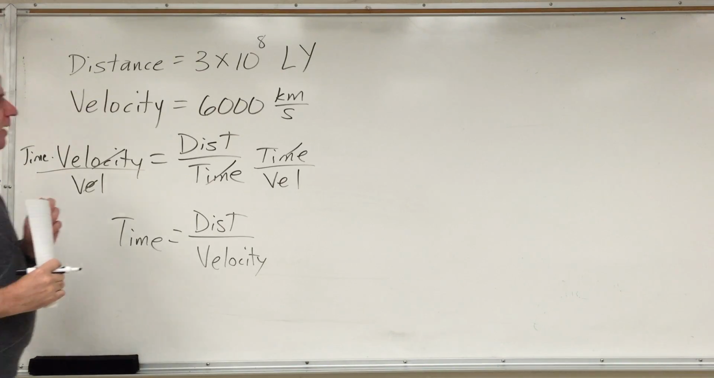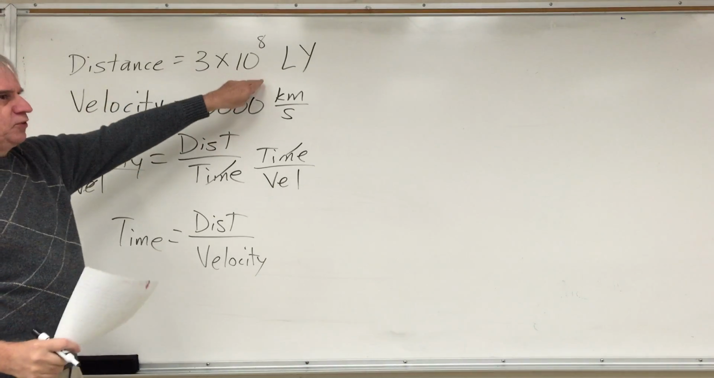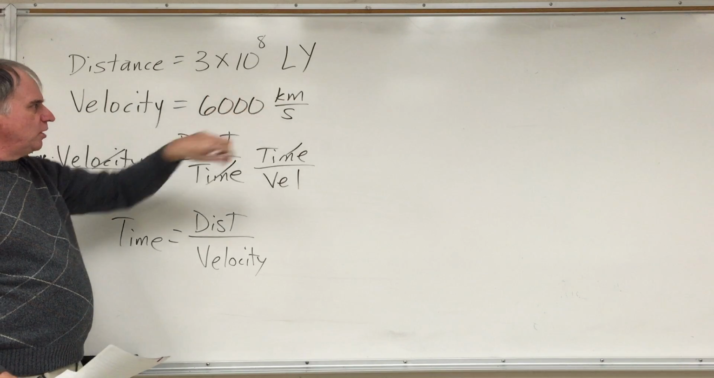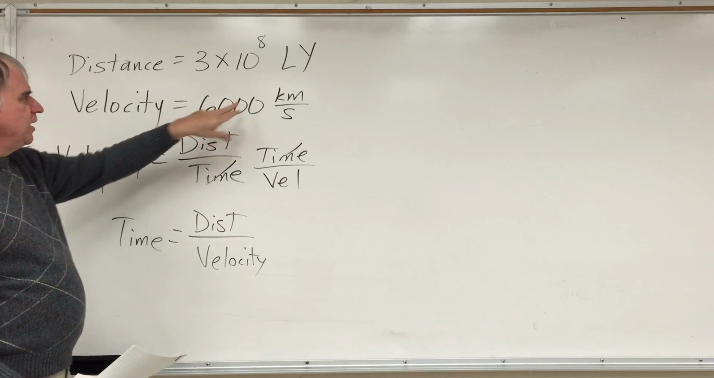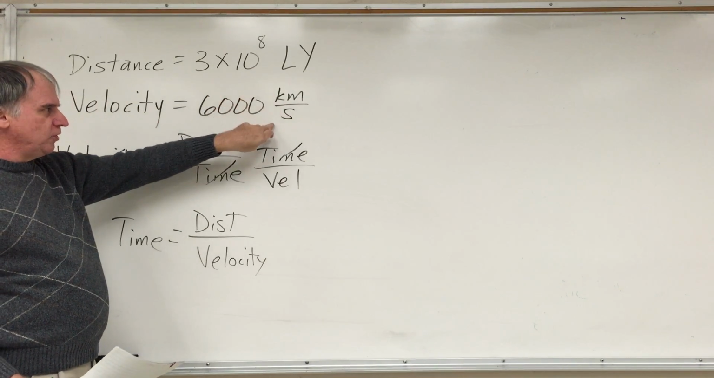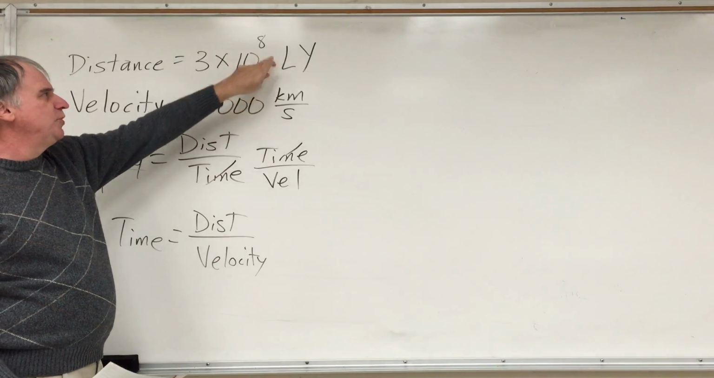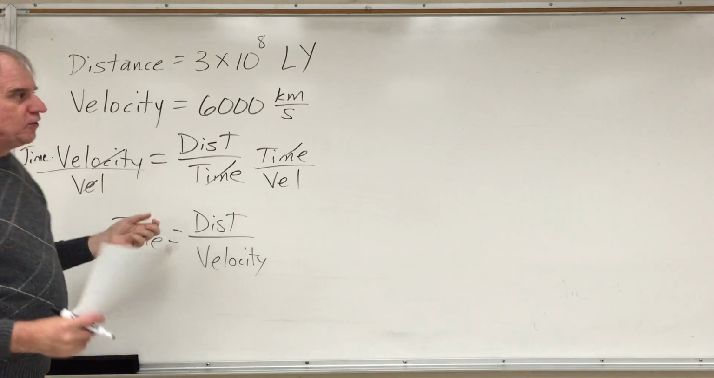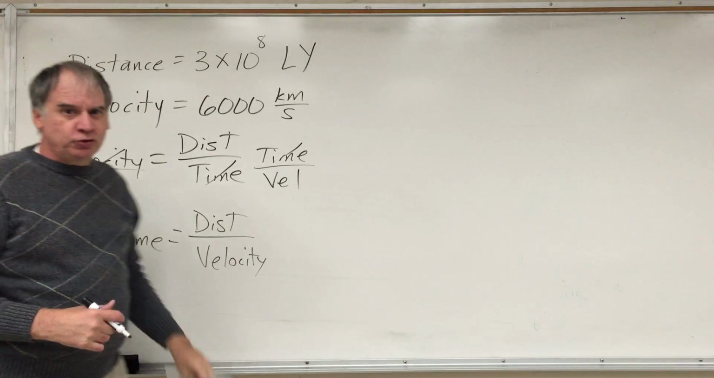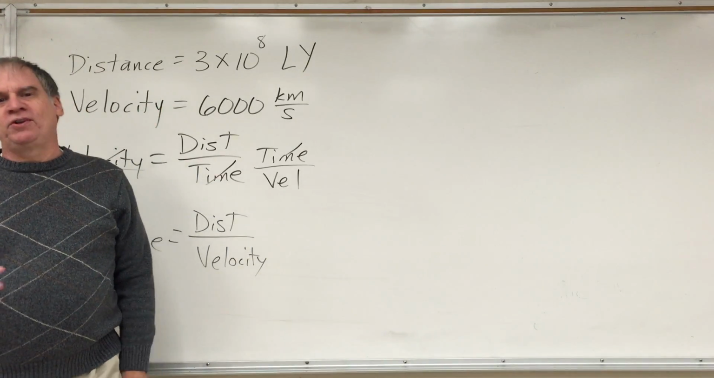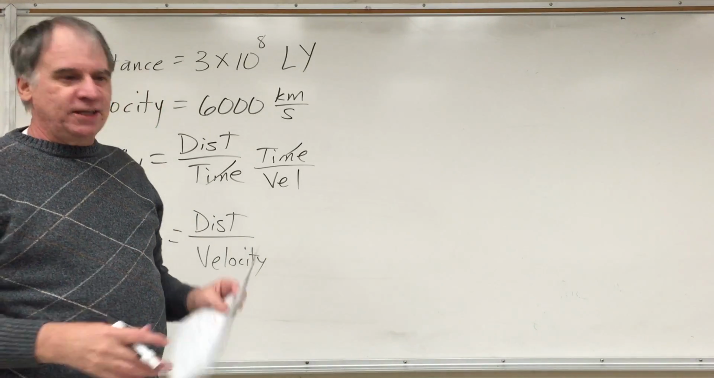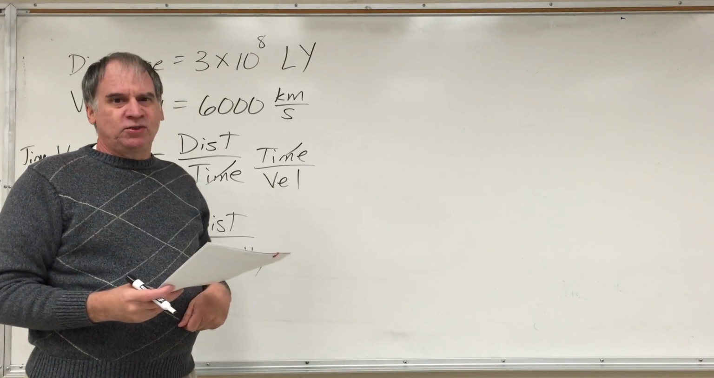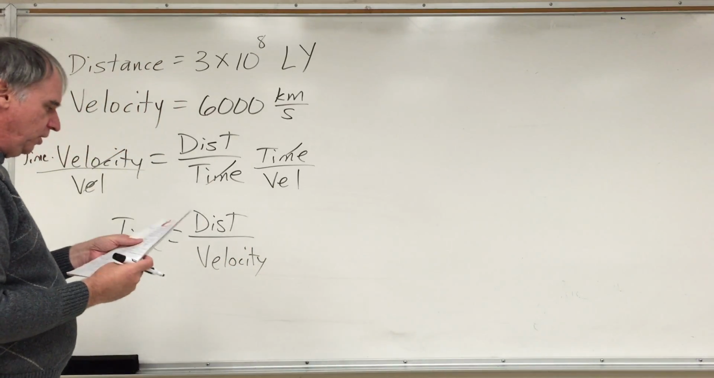I do see a problem coming up. The distance is given in units of light years. The velocity has units of kilometers divided by seconds. So we have two different distance units. At some point, we're going to have to make a conversion to convert one of those distance units into the other so that they can cancel out. Usually best to do that at the start.